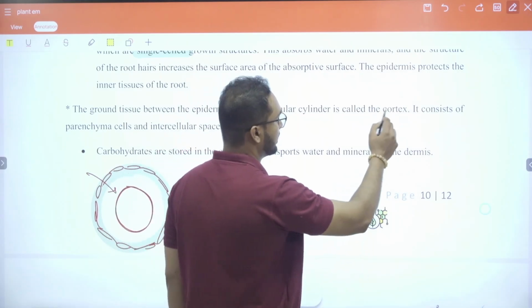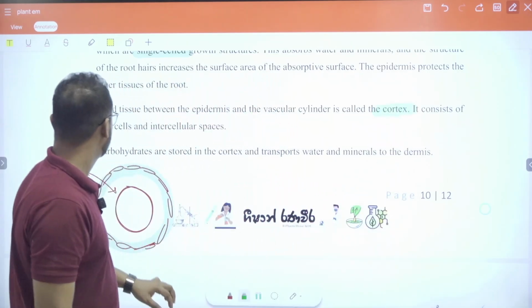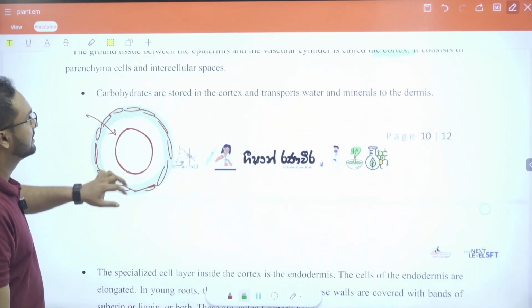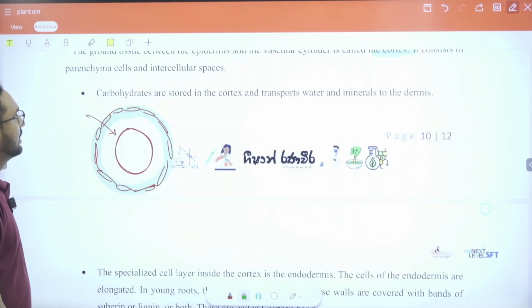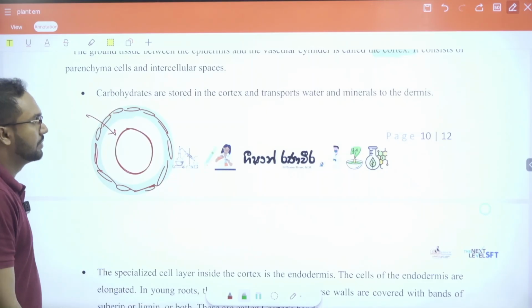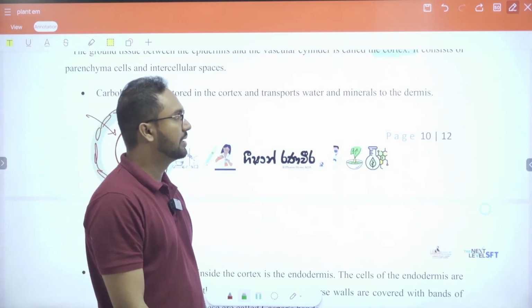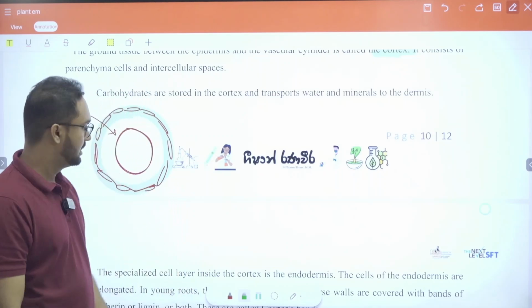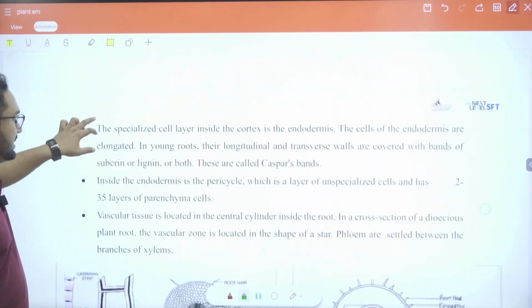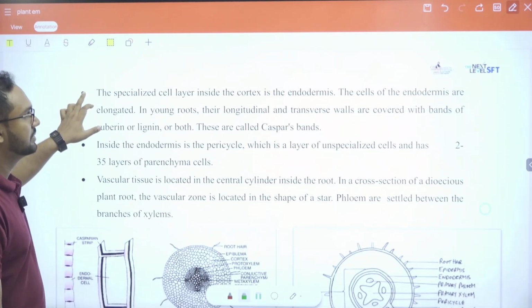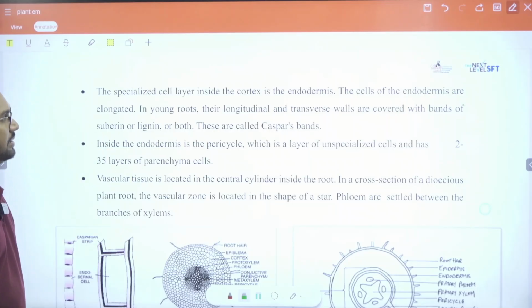That is called the cortex. It consists of parenchyma cells and the intercellular spaces. The carbohydrates are stored in the cortex and it transports water and minerals to the dermis, right? The specialized cell layer inside the cortex is the endodermis.